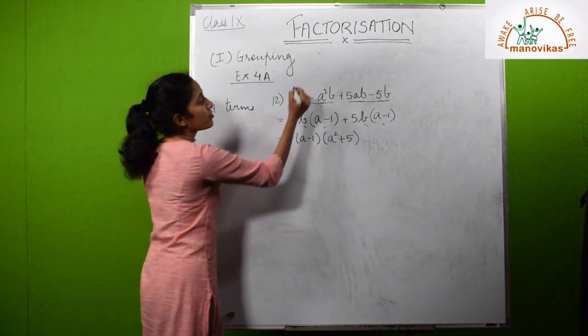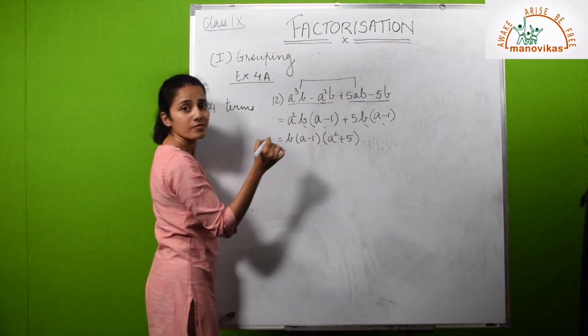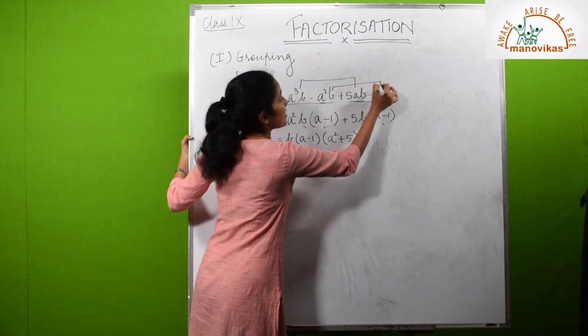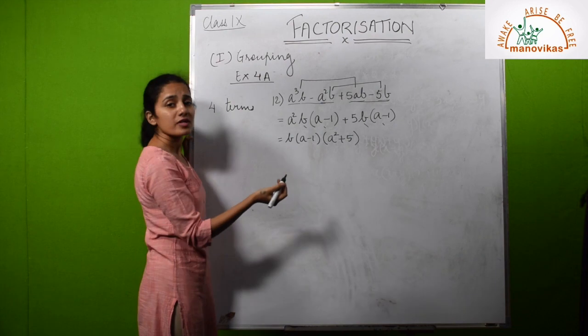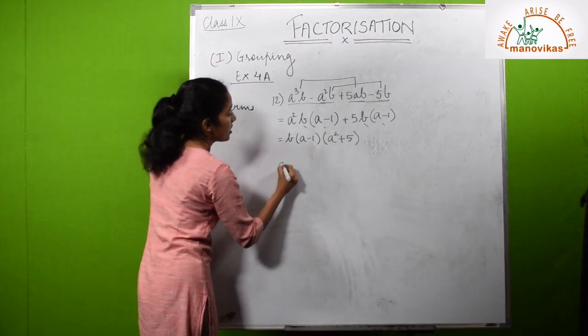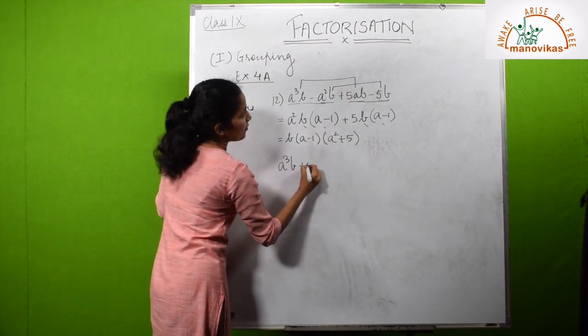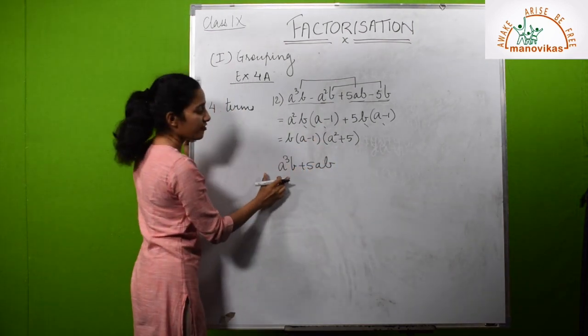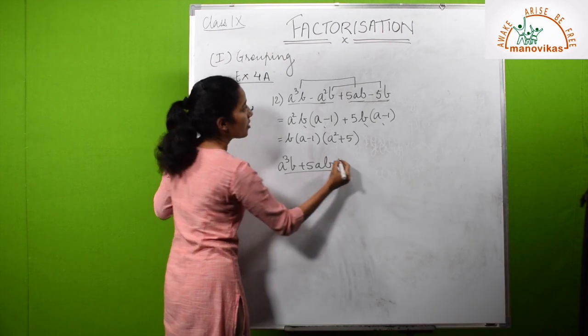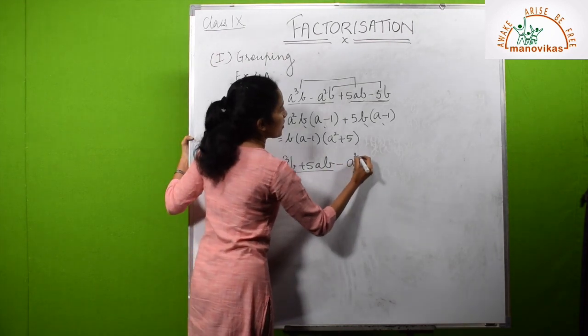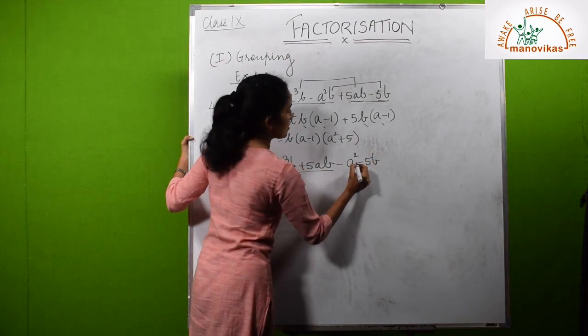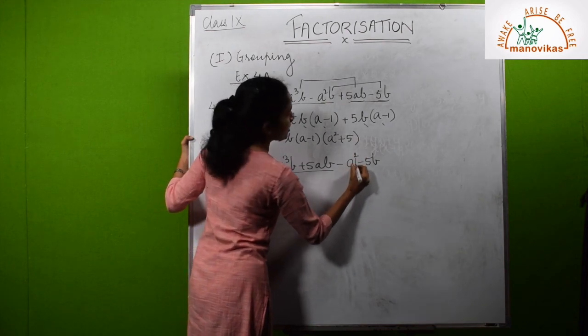Now whilst grouping, you could have taken the first and the third term also, or second and the last. You would also get the same answer. For example, first you group it. So a cube b plus 5ab, grouping the first and the third term as one group, and in the next one minus a square b minus 5b.